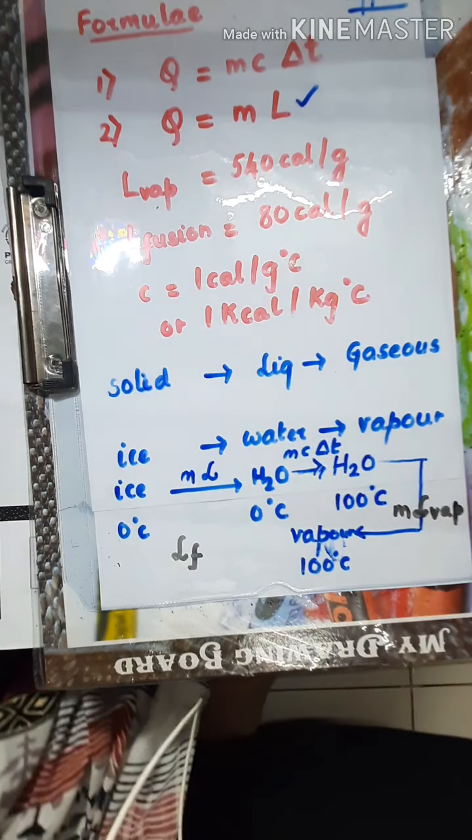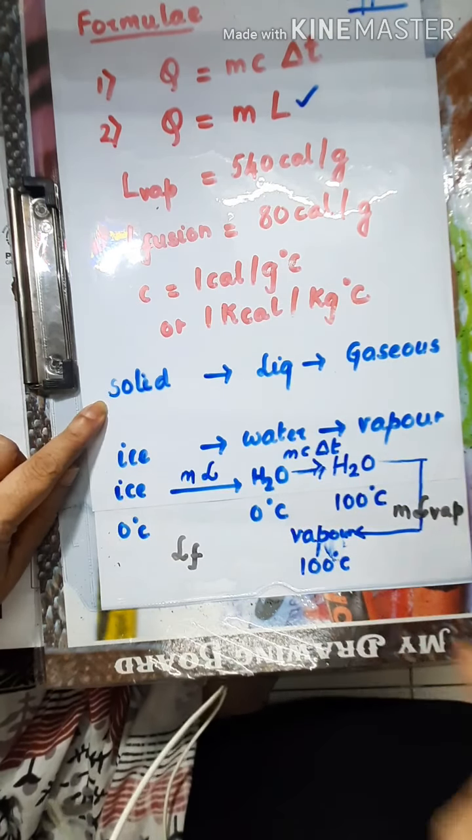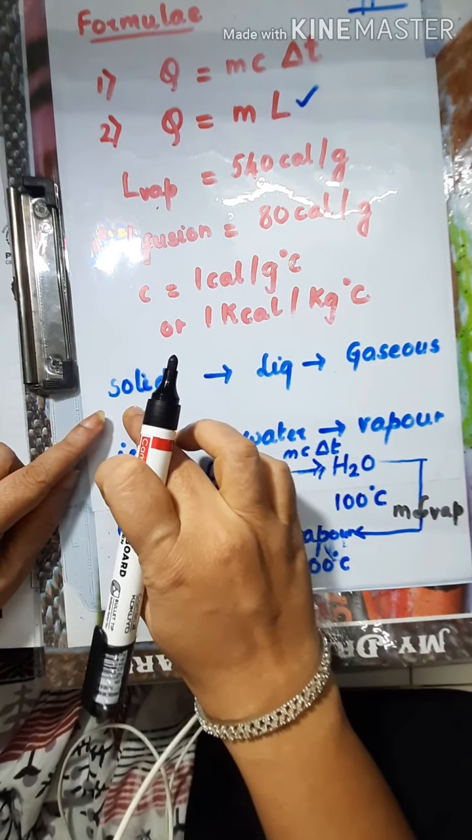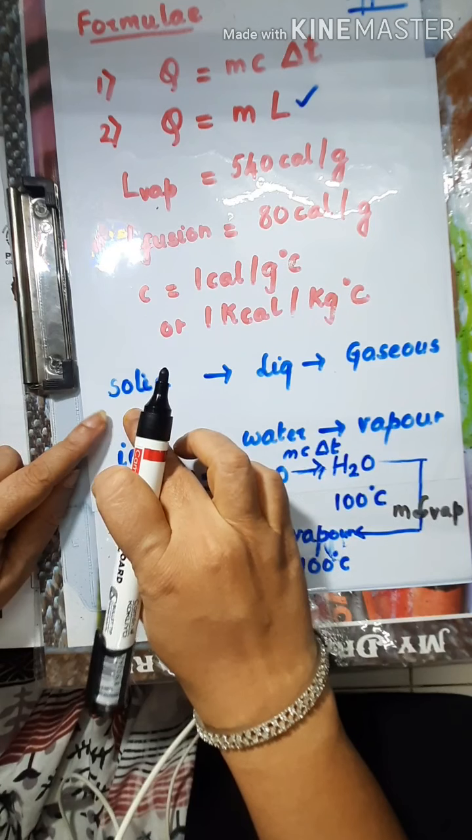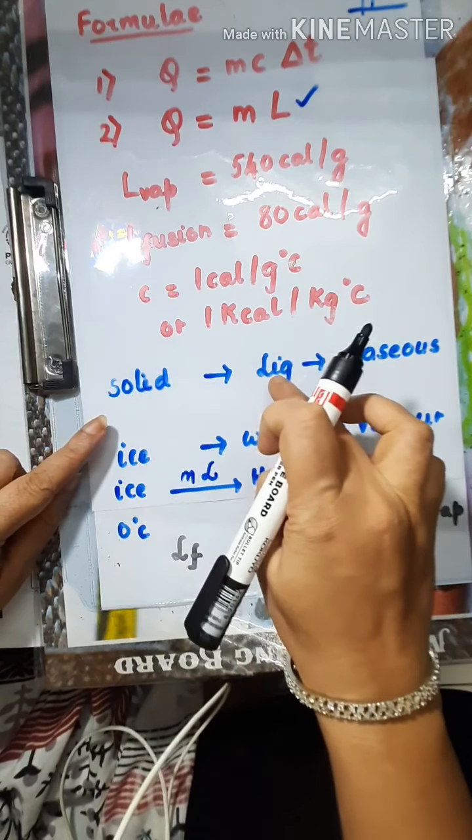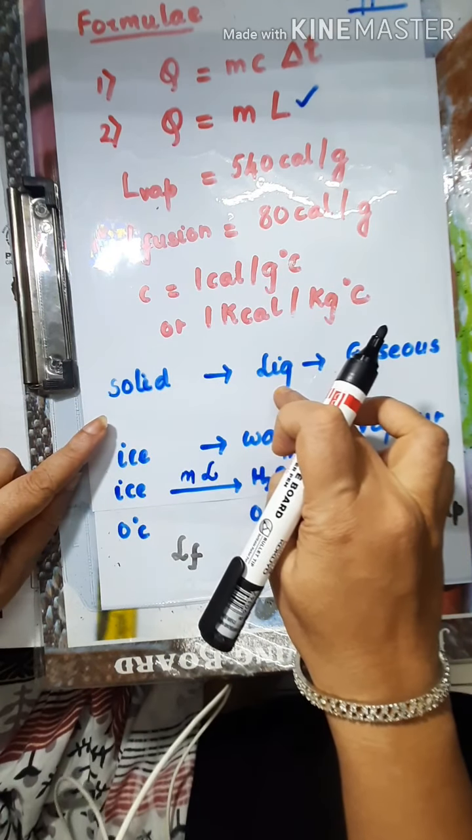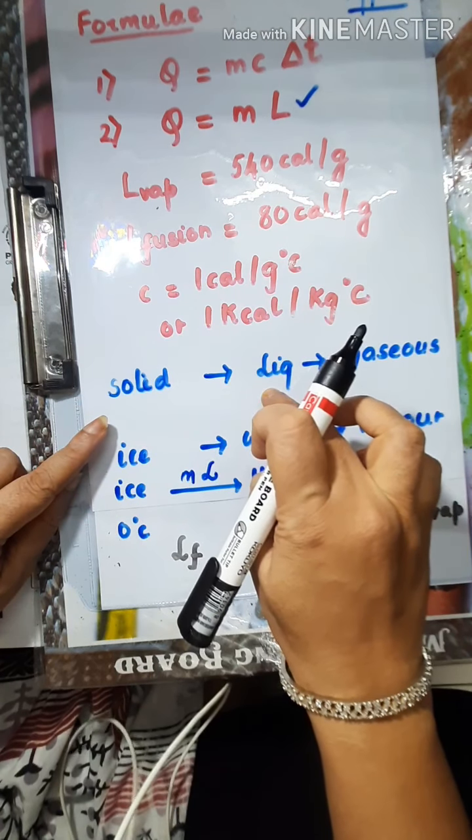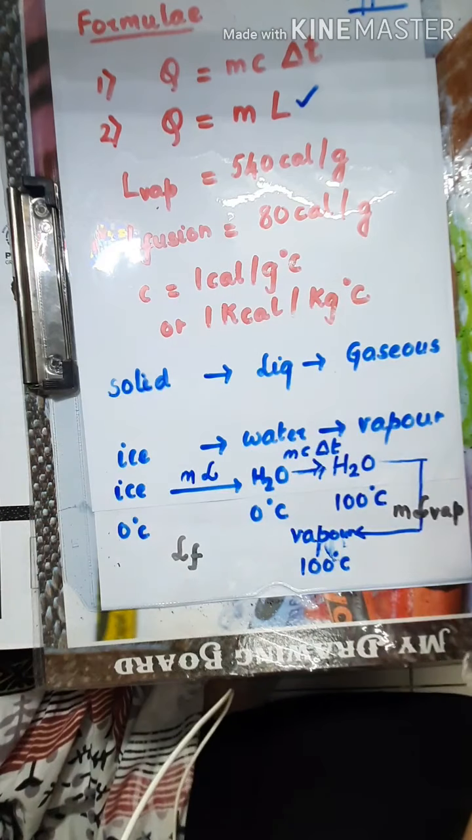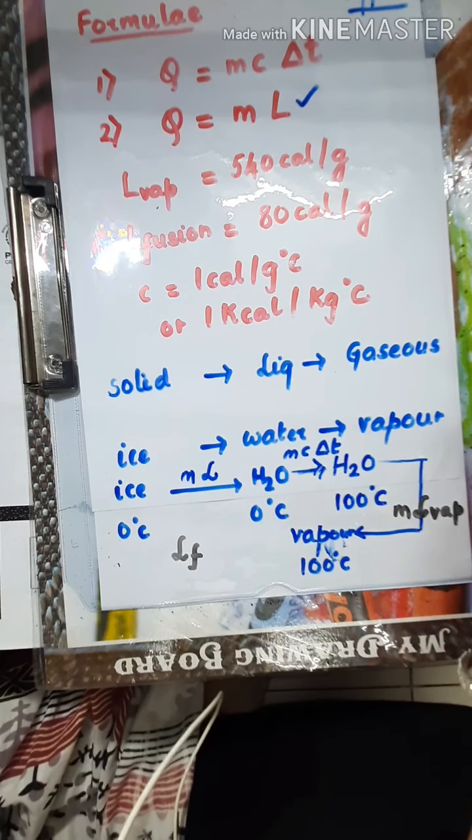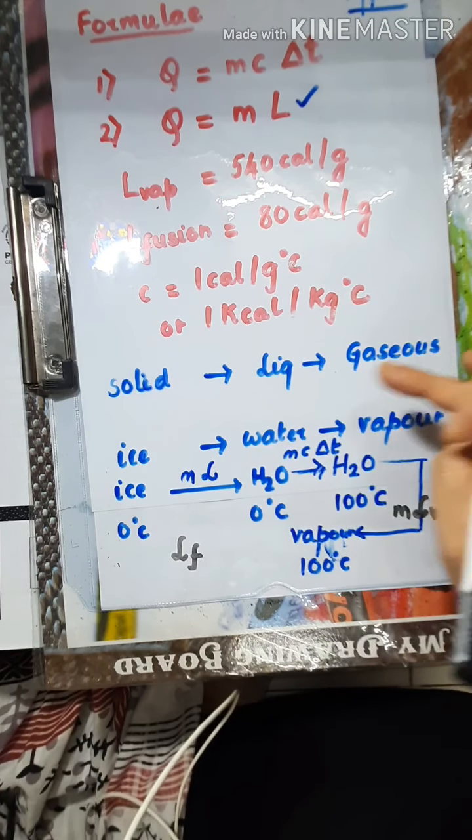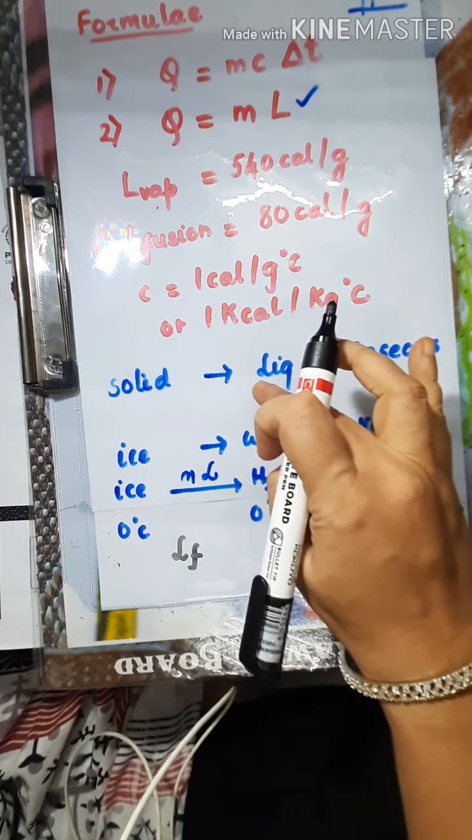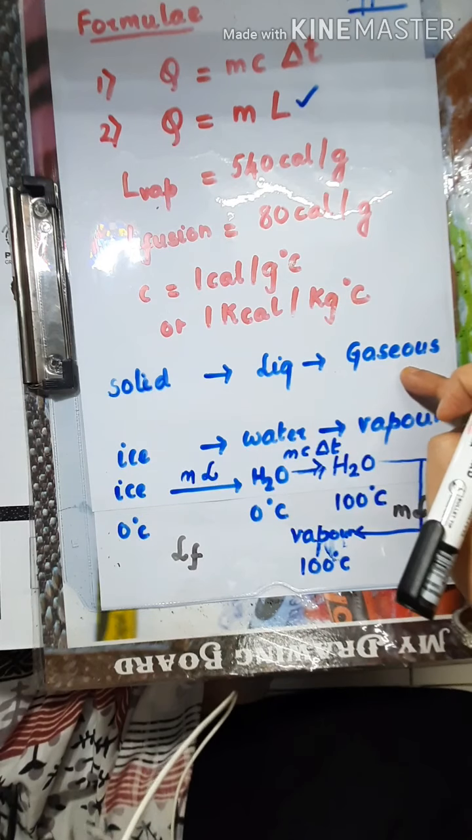So please understand, when I convert solid to liquid, it has to be solid at 0 degrees Celsius to liquid at 0 degrees Celsius. Then the temperature has to increase from 0 degrees to whatever temperature it vaporizes at, not melts at. Here we are allowing it to melt. Here we are allowing it to vaporize.